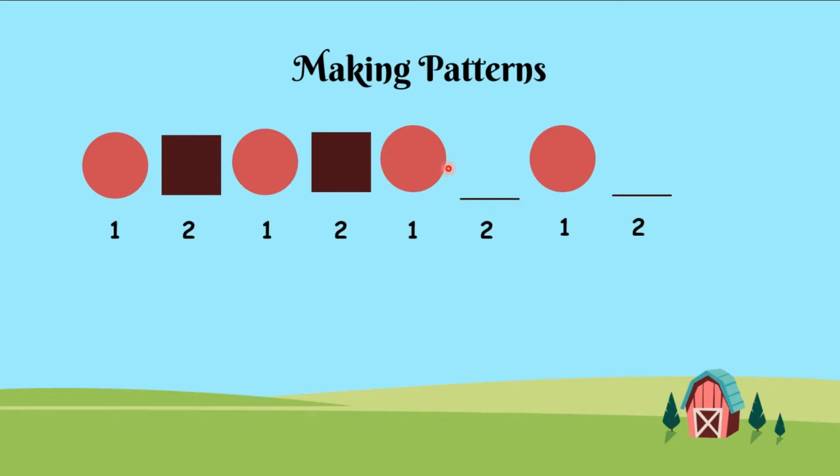So what plane shapes must we write in this blank? Number 2. Look at number 2. Number 2 is a square. Good. So we must put square here. And how about in this blank? Yes, good job. This is also number 2. And number 2 is square. Good job.